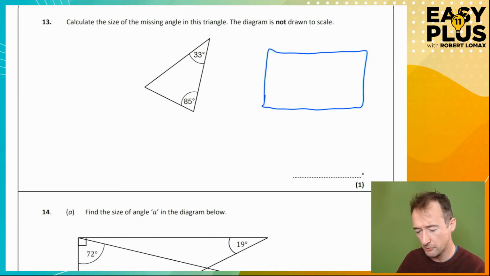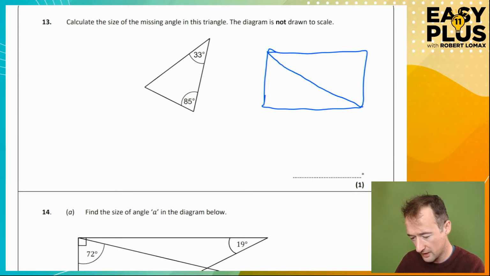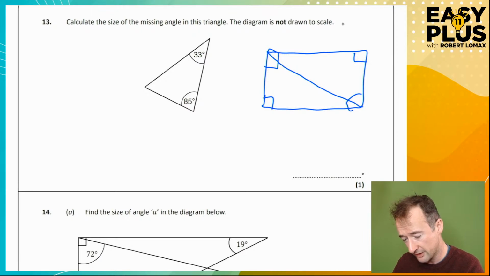So why am I drawing a rectangle? This is a rectangle, believe it or not. Because a rectangle, if I divide it into two, makes two right angle triangles. That really should be the corner there. Now it is. What can you tell me about a rectangle? Right angle, right angle, right angle, right angle. 90, 90, 90, 90. What do these add up to? They add up to 360 degrees.